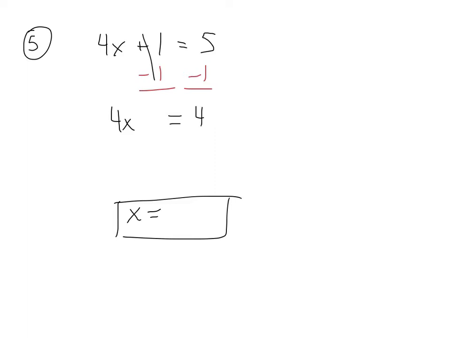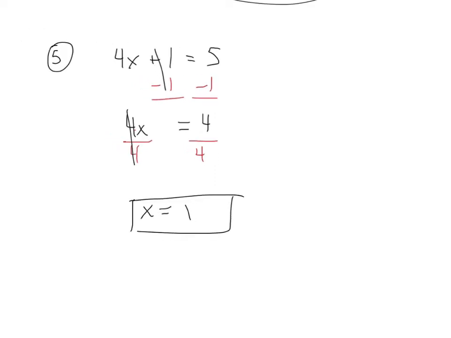Well, I got to get 4 by itself. It's being multiplied by x, so let's do the inverse of multiplication, which is division. Divide by 4 on both sides. And what do you get? Well, those cancel there, leaving you with just x equals 4 over 4 is 1.